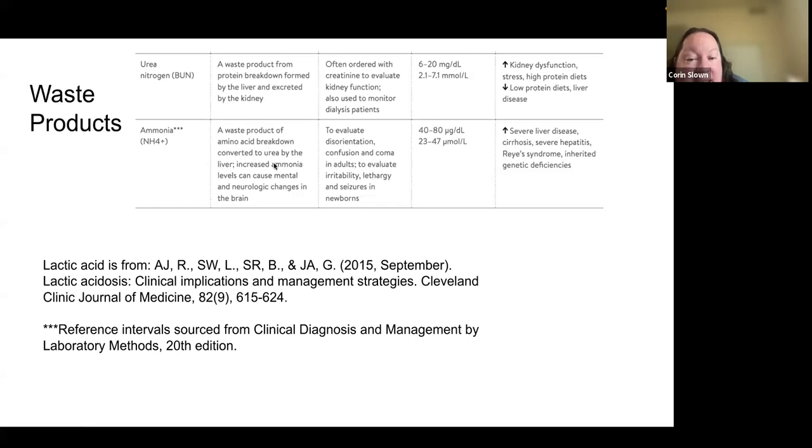I think it's really important here to say that the reference intervals here are sourced from a reliable source. That's the Clinical Diagnosis and Management by Laboratory Methods that's regularly updated. So it does reflect the best data that we have available at the time.